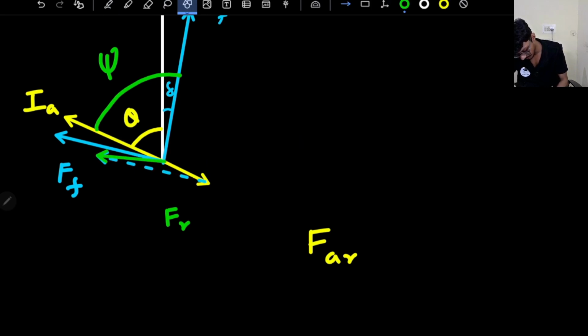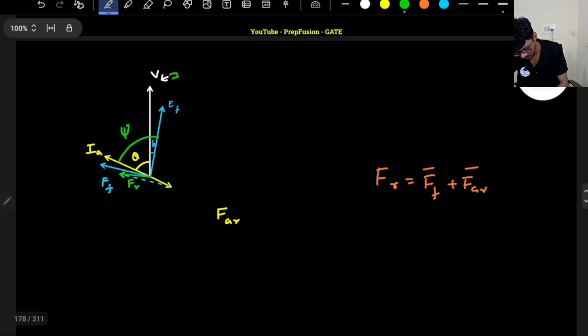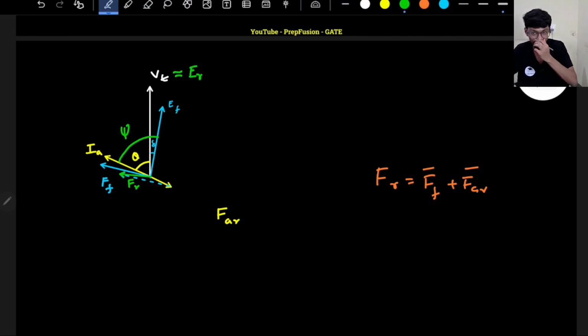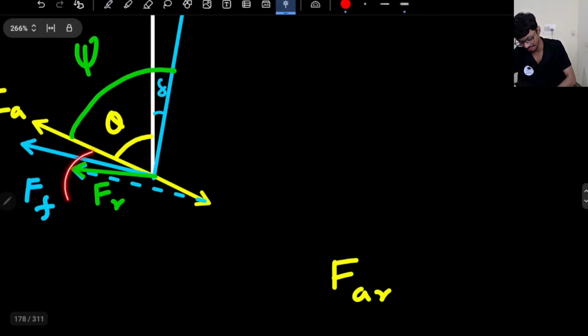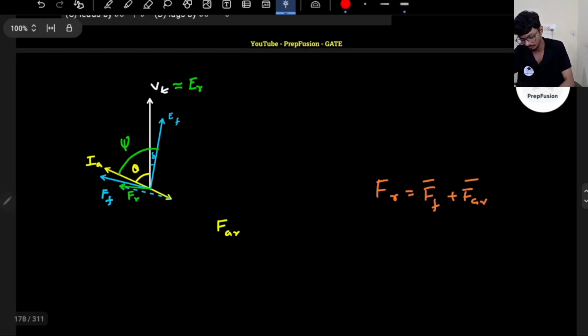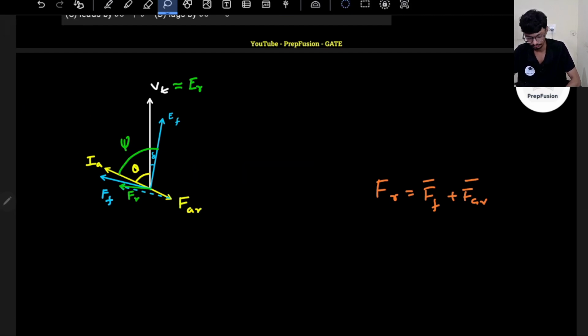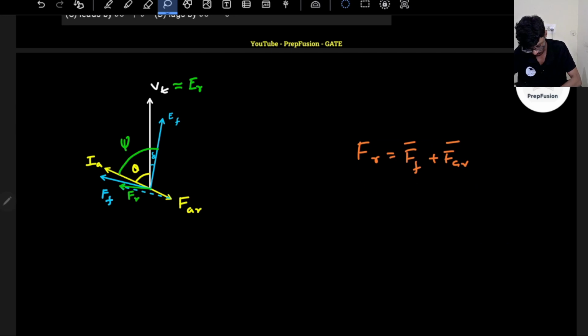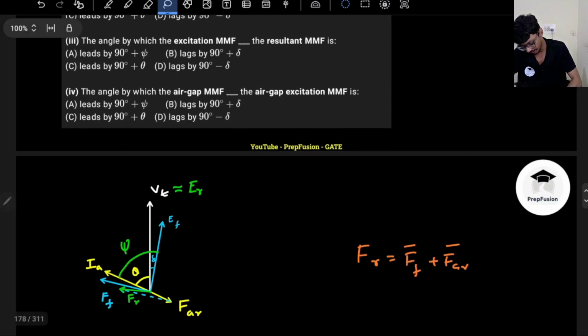Why? Because roughly, whenever we are discussing FR, VT is roughly equal to ER only. We neglect the drop across the synchronous impedance, we neglect the other drops, and we roughly say it is ER. So VT is roughly equal to ER, and we see that our FR is 90 degrees lagging the ER. So the flux should be here, which is absolutely correct. Whatever we have drawn is absolutely correct. So this is about the ER. Now what about the angles? What will be the angles now? Let us discuss slowly.